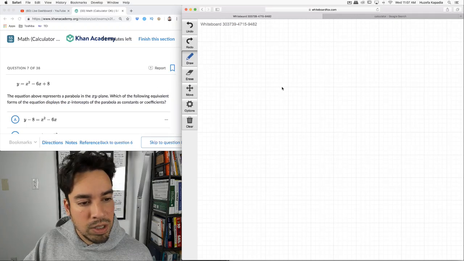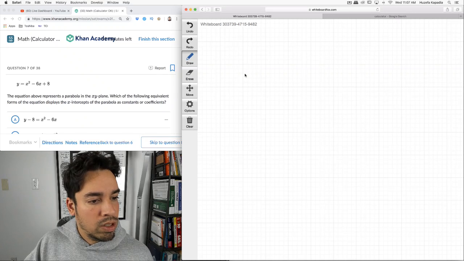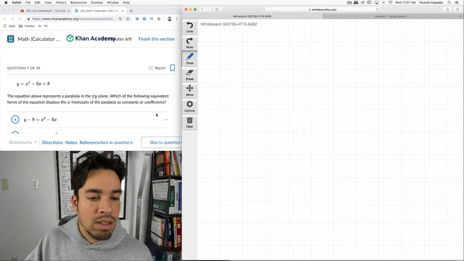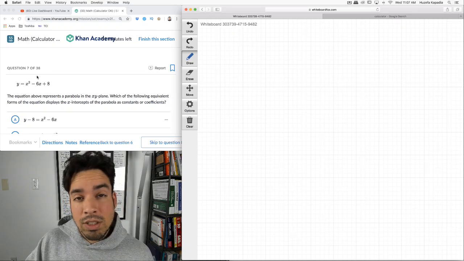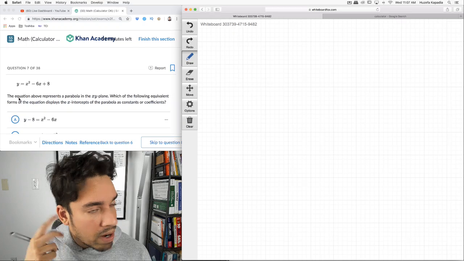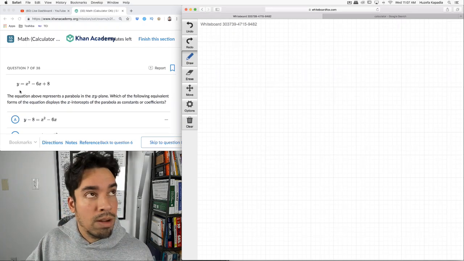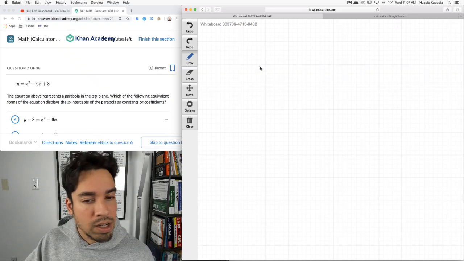The equation above represents a parabola in the xy plane. Which of the following equivalent forms of the equation displays the x-intercept of the parabola as constants or coefficients? What they're asking is just to factor this. We can see the x-intercepts whenever we factor an equation. Anyways, they're just saying to factor. And I'll show you what I mean once I factor this.